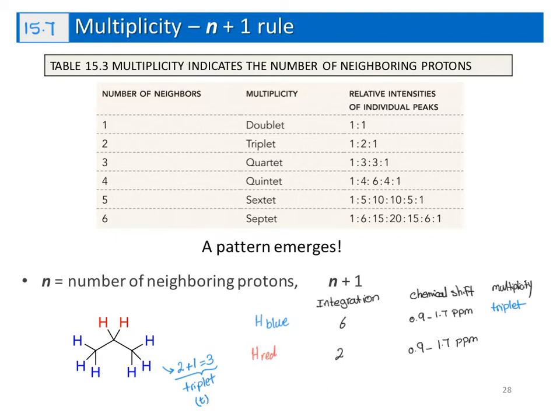Now for the red hydrogens, we need to look at the neighboring carbon and the protons attached to them. So we have 6 hydrogens chemically equivalent. So all of them can split these 2 hydrogens. So 6 plus 1, it's 7. So we expect to see a septet for these 2 protons.